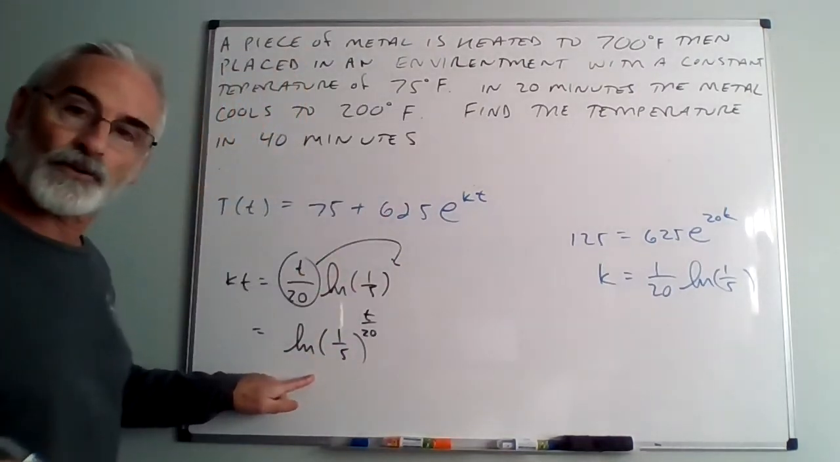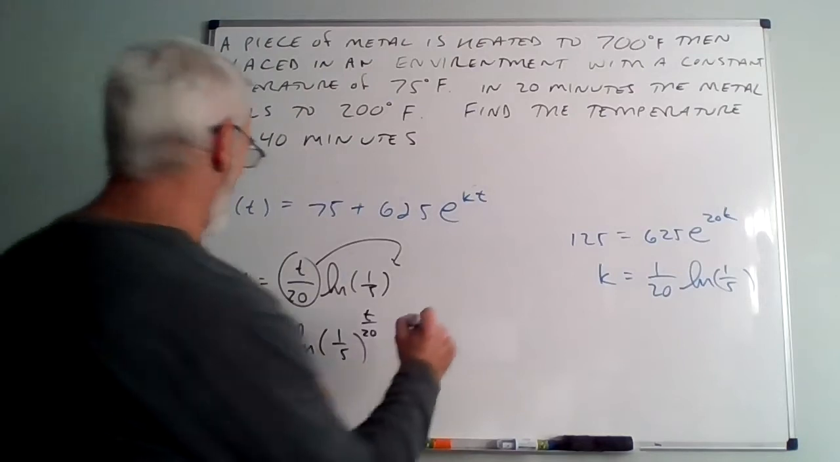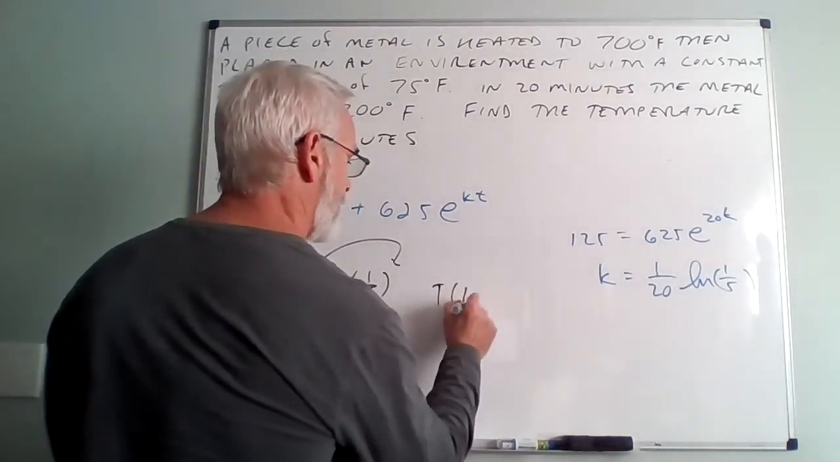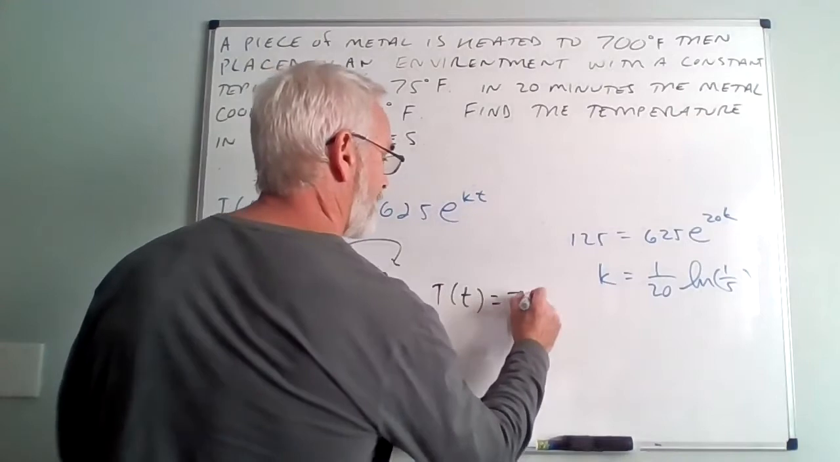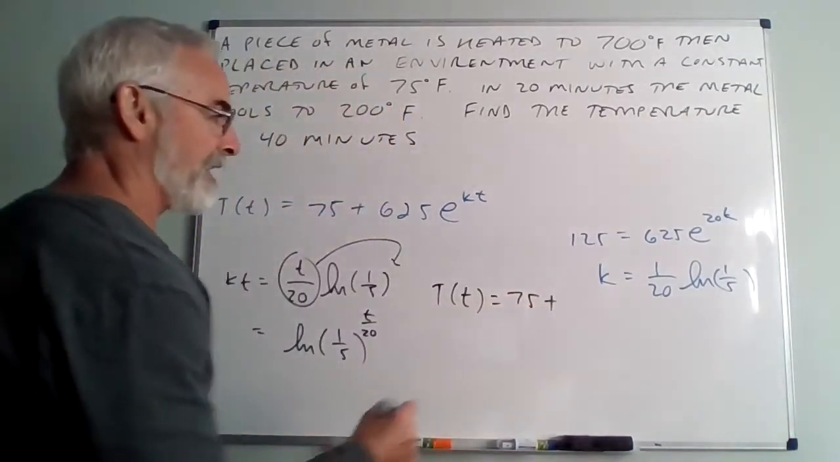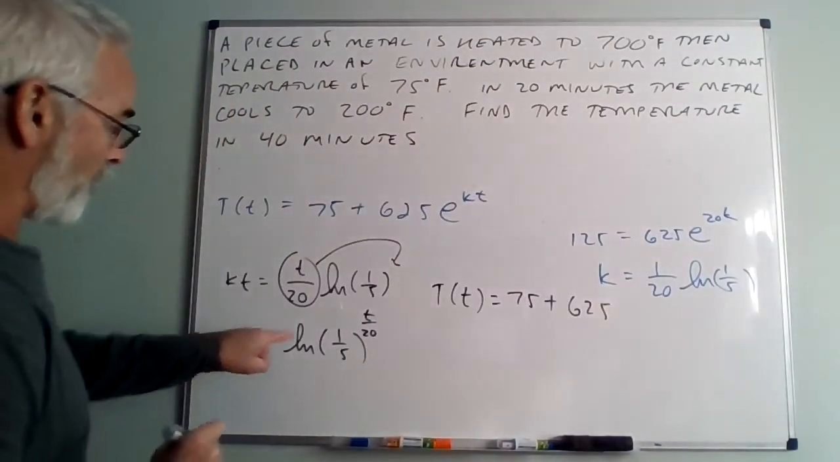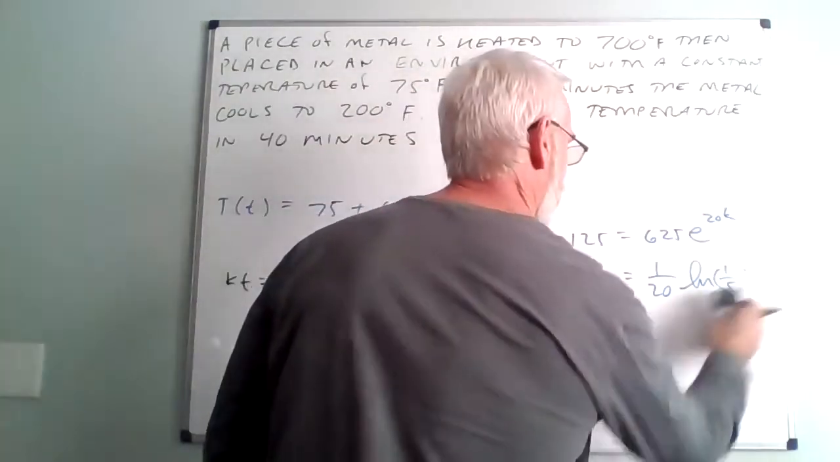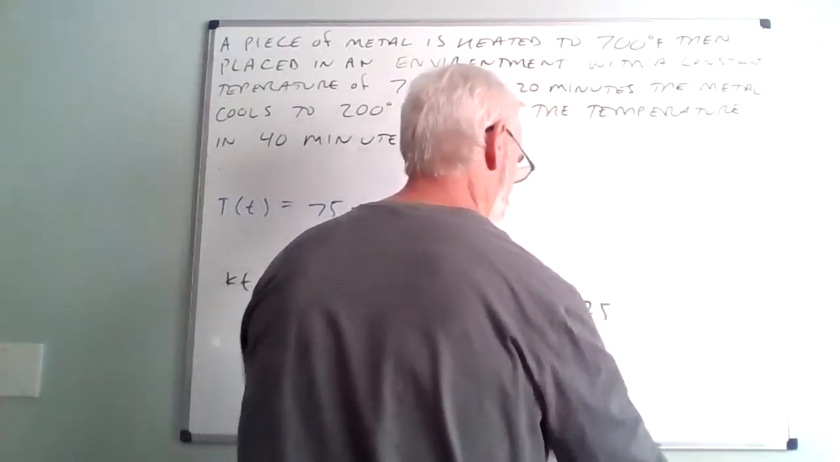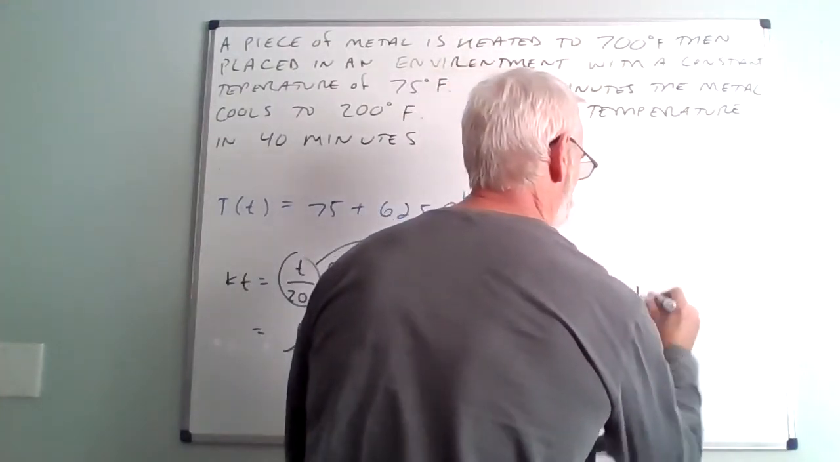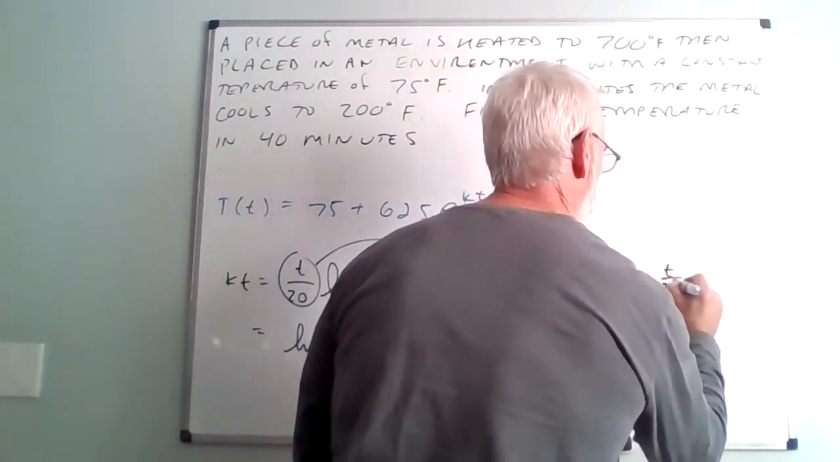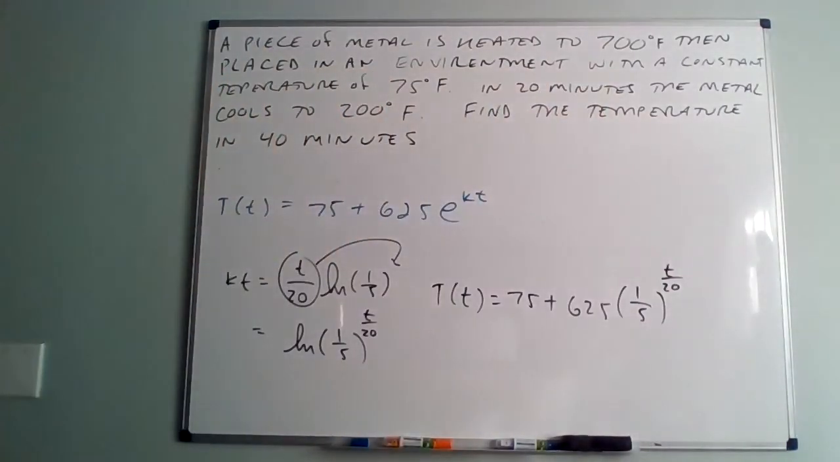And the e and the natural log will undo each other. And that will give us finally that T of t is 75 plus 625 times e raised to this, which is simply (1/5) to the t over 20th power, which is a much, much simpler formula to deal with.